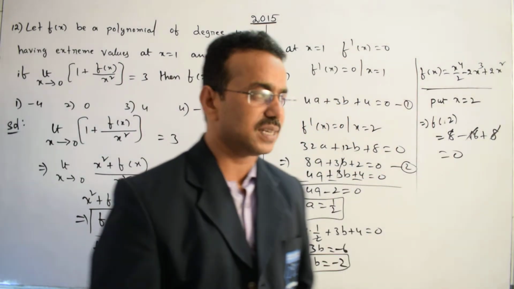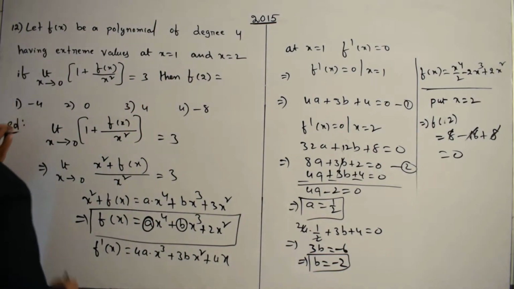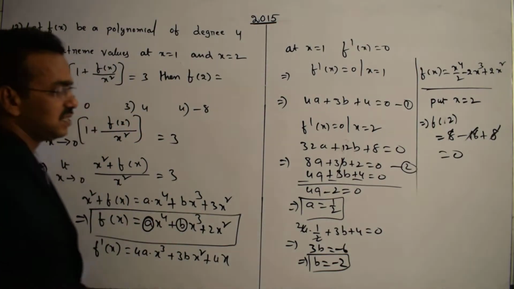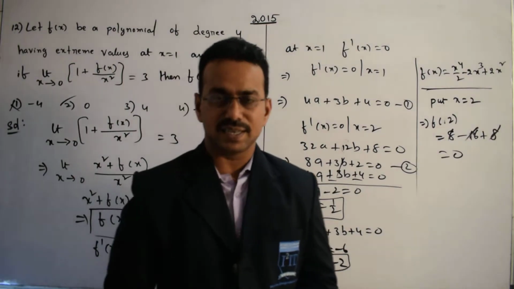Now let's compare with the given options. What are the given options here? Minus 1, this is incorrect. Second one, 0, this is the correct option. Rest of the options are incorrect.